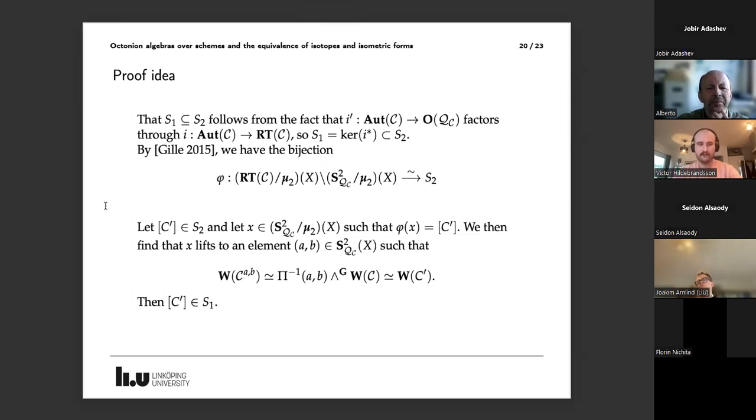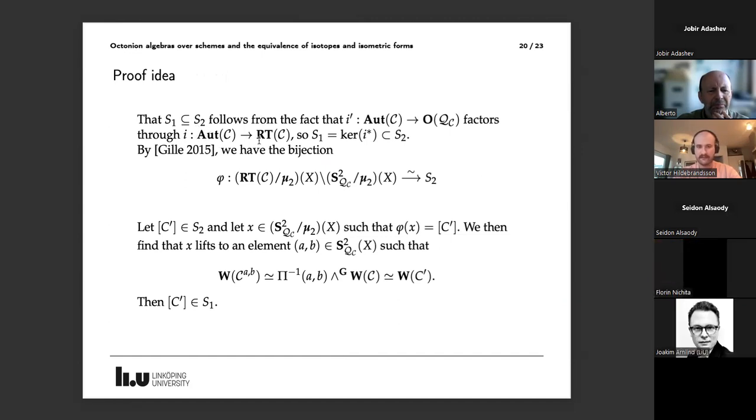The first inclusion follows because the inclusion of the automorphism group into the orthogonal group factors through our inclusion of the automorphisms into our group scheme RTC, and hence the kernel of the induced map on first cohomology will be in S2, and that kernel is exactly the set S1.